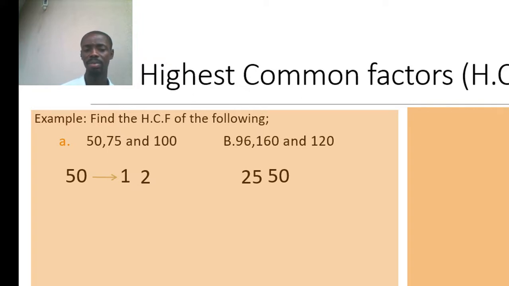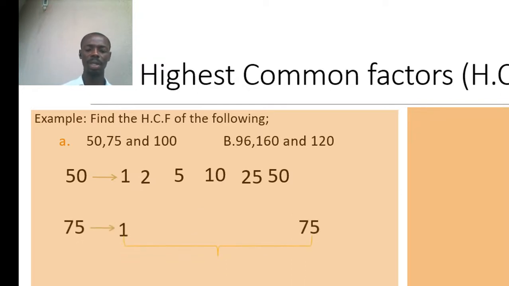Now, the next number here is going to be 5, because 3 doesn't divide into 50 and 4 doesn't divide into 50. The next number here is going to be 5 and 10. And after that, can we think of any other number that divides into 50? I think none. So this is the complete list of factors of 50.